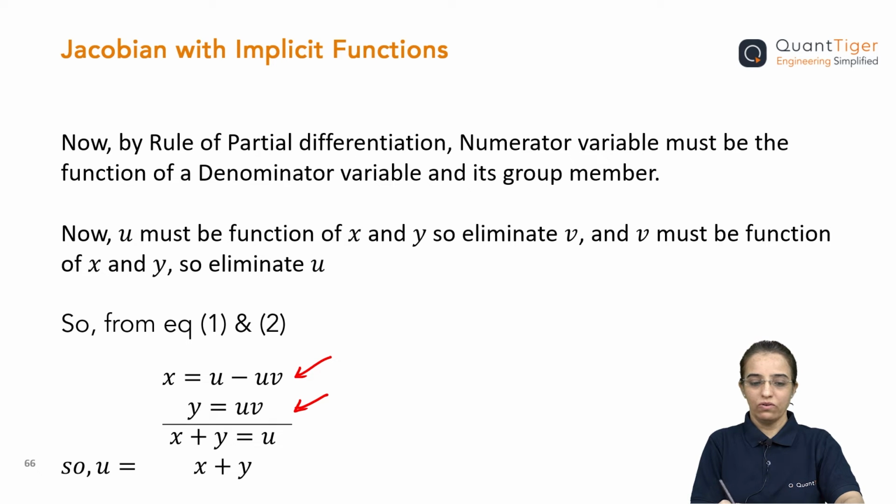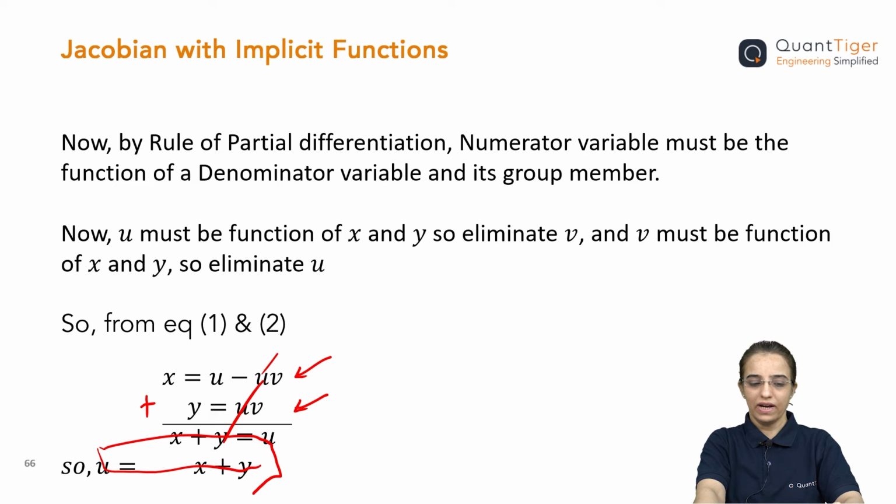Now what we can do is we can just simply add these equations. So what will happen, this plus uv and minus uv will get cancelled. Then left hand side x plus y, which is equal to u. So this is how we got the value of u, which is in terms of x and y. So that's how we eliminated v from u, so that we can get del u by del x and del u by del y.